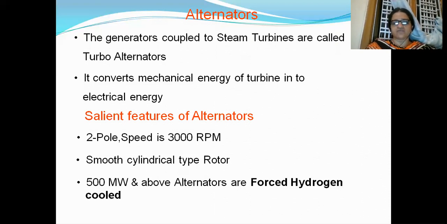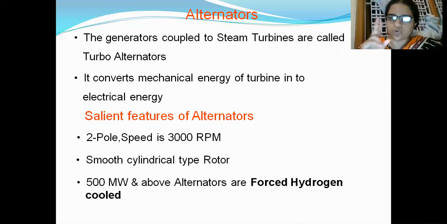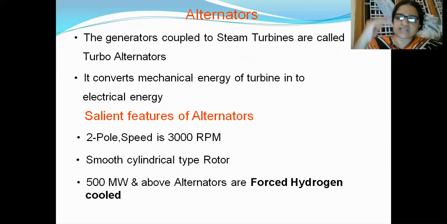Again, what are the salient features of alternators? In alternators there are two types: one is salient pole and the other is non-salient pole. High speed or turbo alternators use only non-salient poles, meaning you don't have projections outside. The projections are made inside the rotor only, which is called a non-salient or cylindrical type of rotor.